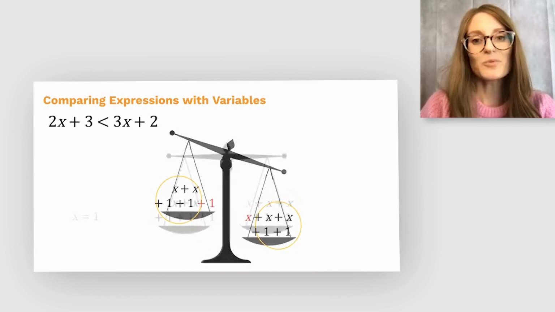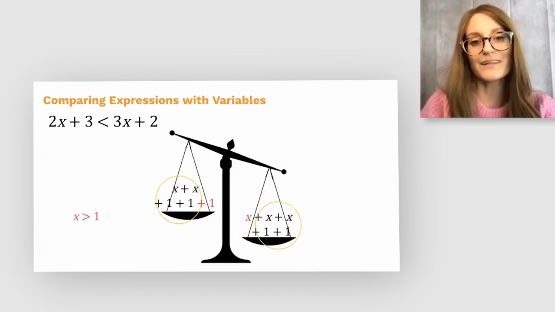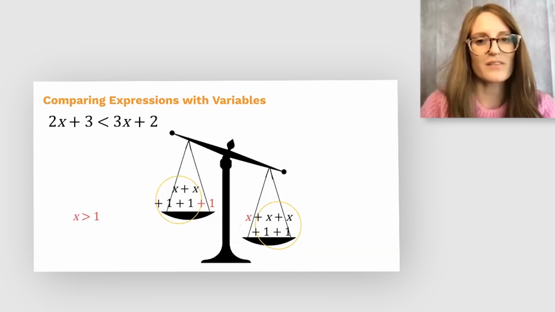When x is equal to 1, then the two sides of the scale are exactly balanced. If we add any amount to x, even if it is just a tiny, tiny bit greater, then the scales will tip to the right. So any value greater than 1, no matter how close it is to 1, is in the solution set. X is greater than 1.